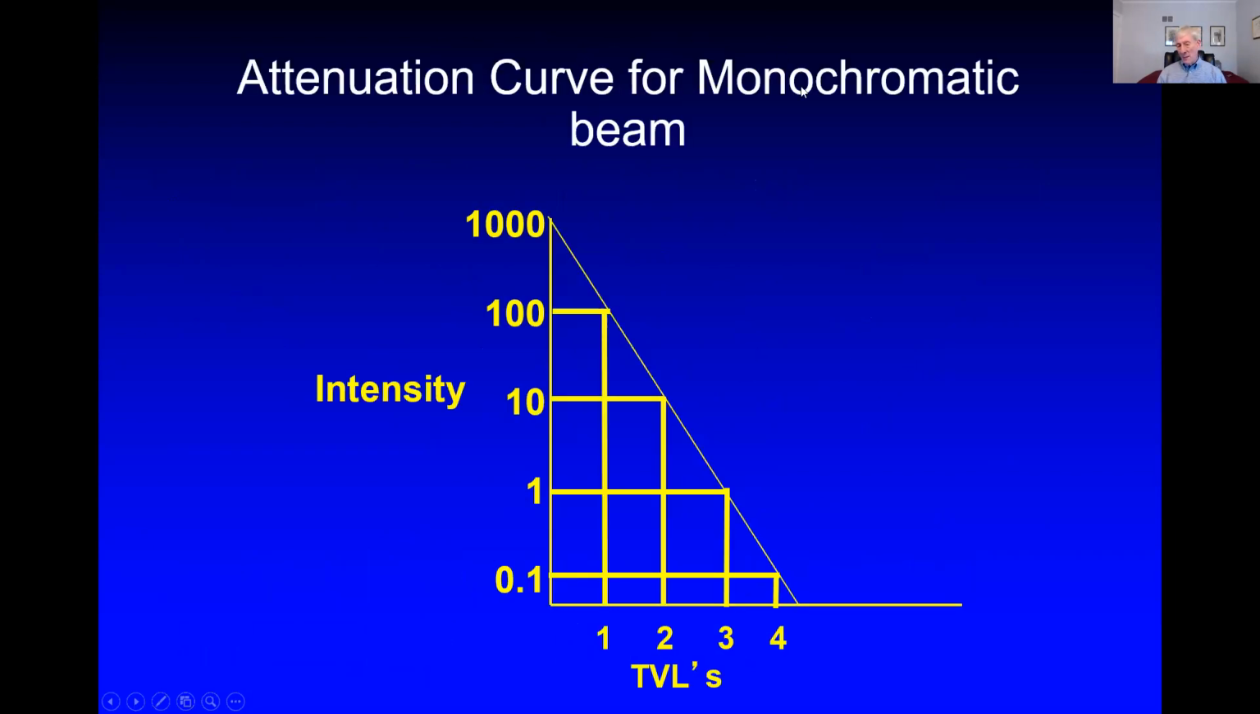Now, for a monochromatic beam on logarithmic paper, we're going to get a straight line. It doesn't matter if they're TVLs or HVLs. This is a logarithmic function. We're going to get a straight line. And here you can see that the distance from here to here to here to here to here, they're all equal. Layer 1 equals layer 2 equals layer 3 equals layer 4.